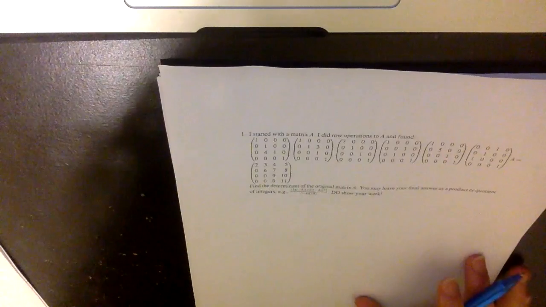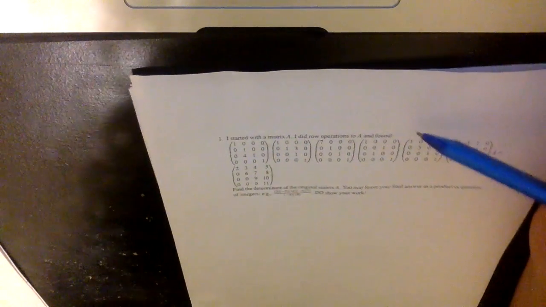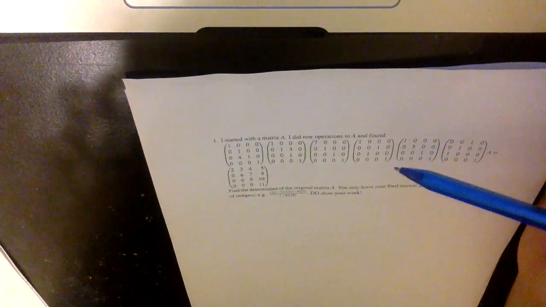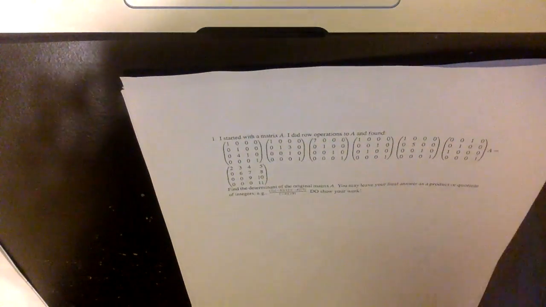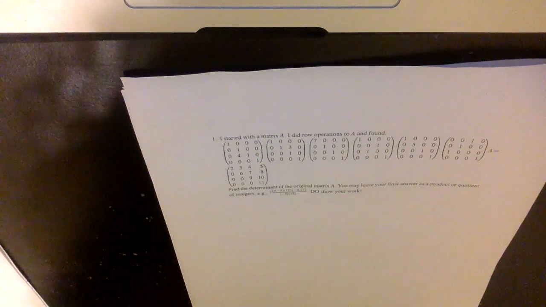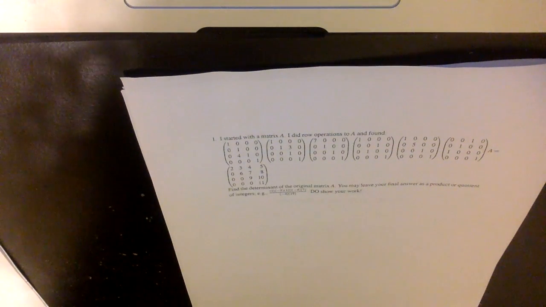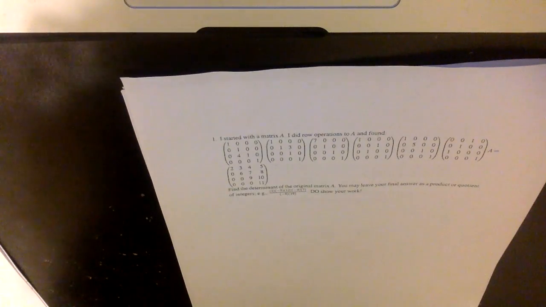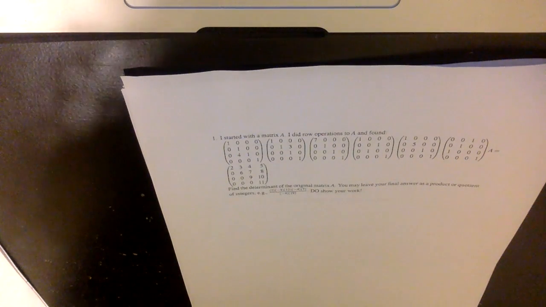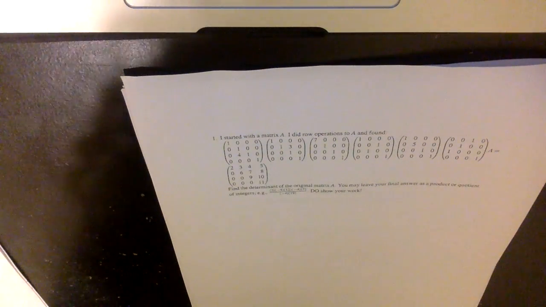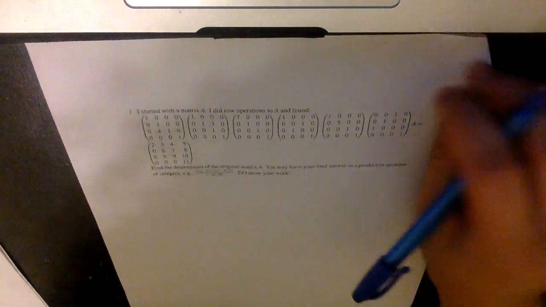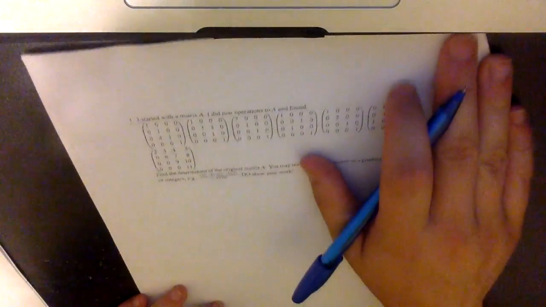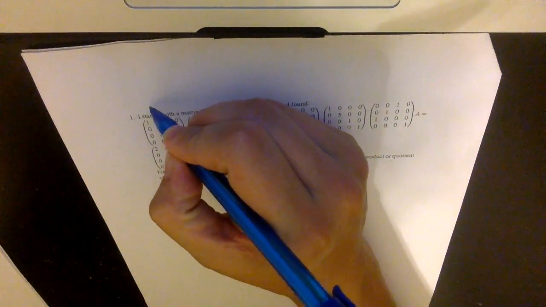Okay, so the first problem here says I started with the matrix A. I did row operations to A and found that a bunch of these elementary matrices times A ended up in this upper triangular matrix. Find the determinant of the original matrix A. You may leave your final answer as a product or quotient of integers. So show your work.